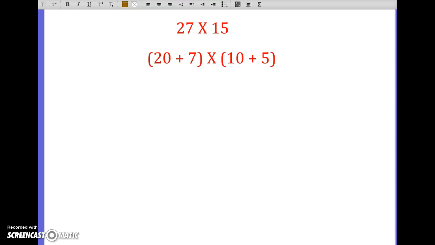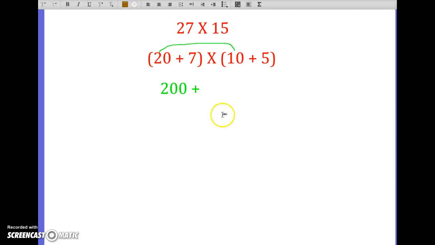Hello again. Today we're going to multiply with two-digit numbers, and we're going to use the distributive property and expanded form. The first thing you need to do, here's our sample problem, 27 times 15. The first thing is to expand the 27 to 20 plus 7, and then expand the 15 to 10 plus 5.